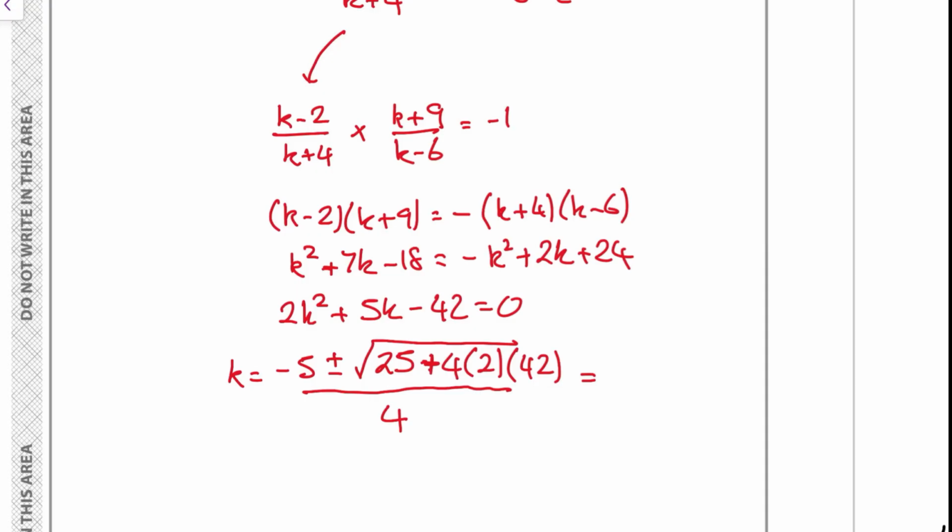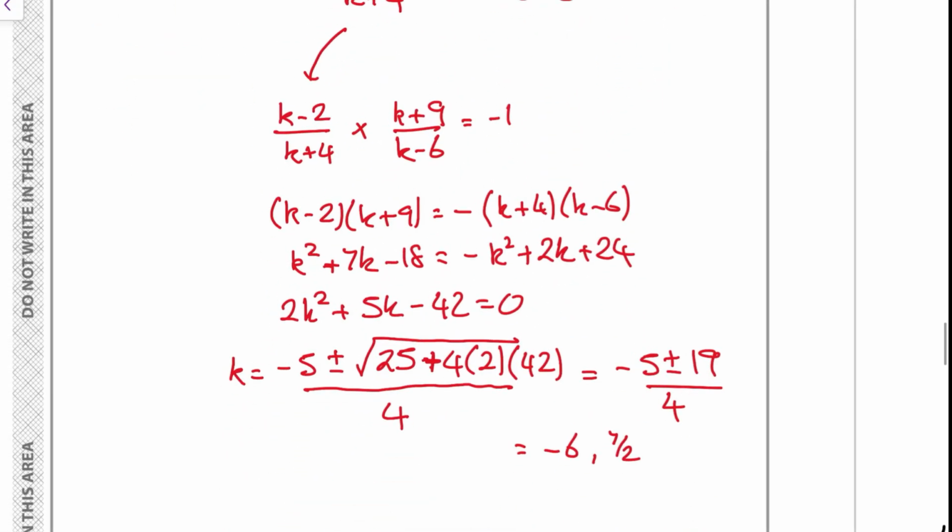Let's tidy up the square roots. That's the square root of 25 plus 4 times 2 times 42, which on my calculator actually is a nice number. It's 19. So minus 5 plus or minus 19, which means it probably would factorize, all over 4. Minus 5 minus 19 is minus 24, divided by 4 is minus 6. And minus 5 plus 19 is 14, divided by 4 is 7 over 2. What am I doing? I'm working out the values of K. That's my values of K. So therefore K equals that, happy with that, question done.